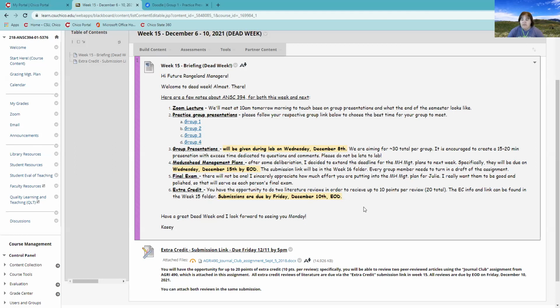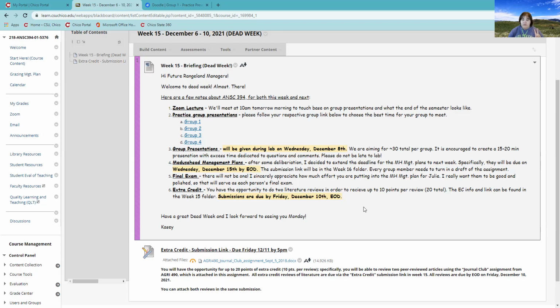And so you can do 2 of those, and you're going to use the structure and the actual assignment from AGRA 490 that we call the Journal Club assignment. That is linked in here to the submission assignment. You're going to go find a peer-reviewed journal article about range science, or range management, either one of those will work. You are going to read the paper and then go through and answer the questions about that paper that are contained in that assignment.